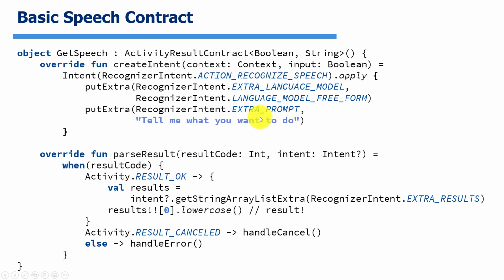So the create intent part, this is the how do I get to where I need to go. I'm going to create an intent that says I'm going to recognize speech and set up a couple extras. The language model, which is free form, and the prompt. So telling the user what do you want to do.